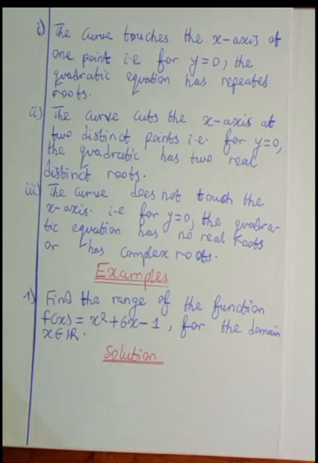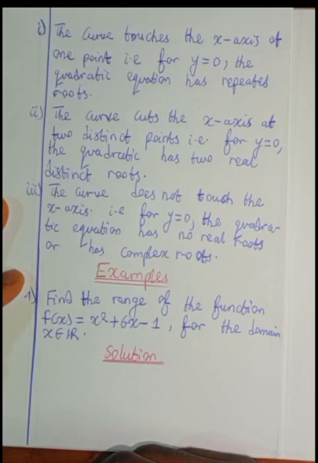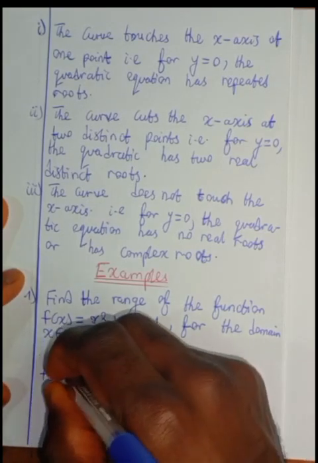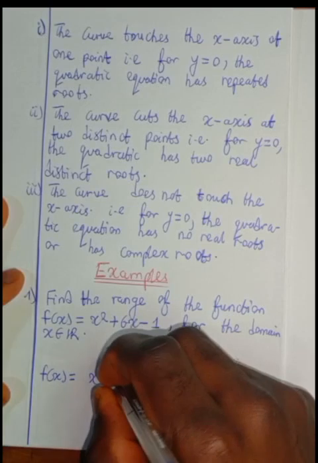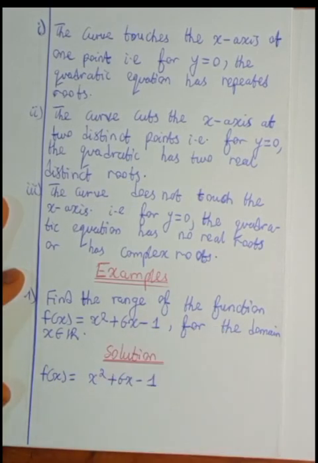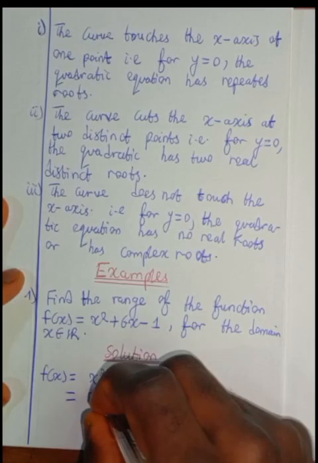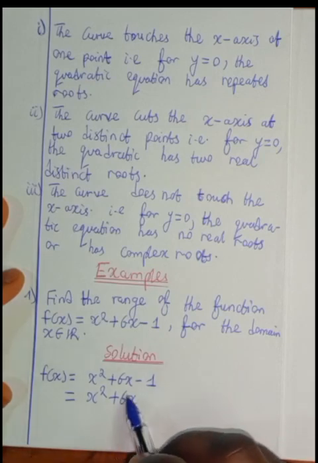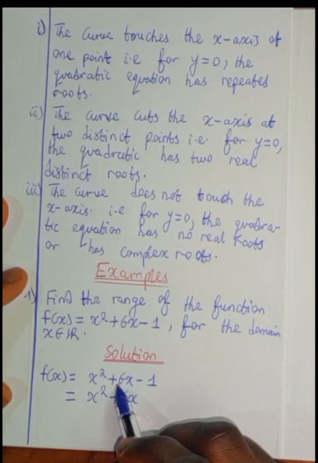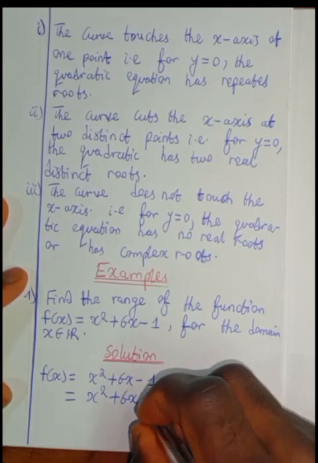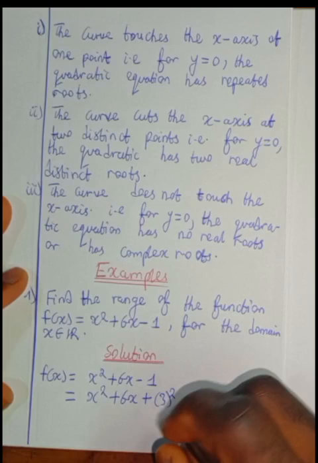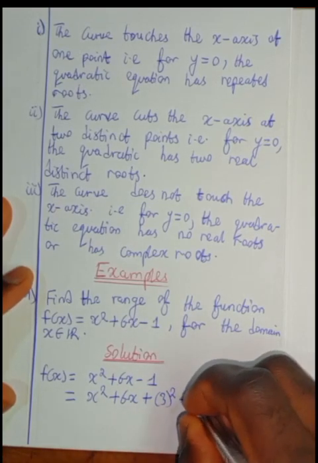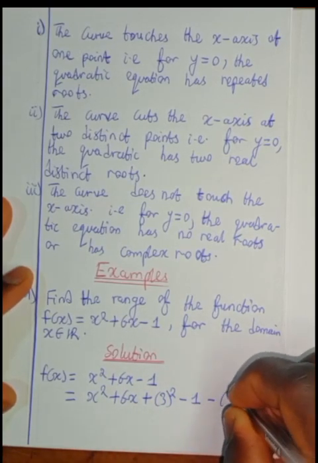For us to find the range of this function f of x, we are going to make use of the method of completing the square. We have f of x equal to x squared plus 6x minus 1. This equals x squared plus 6x, and we add half the coefficient of x, all squared. The coefficient of x is 6, half of 6 is 3, so we add 3 squared. Bring down negative 1, then we subtract 3 squared.